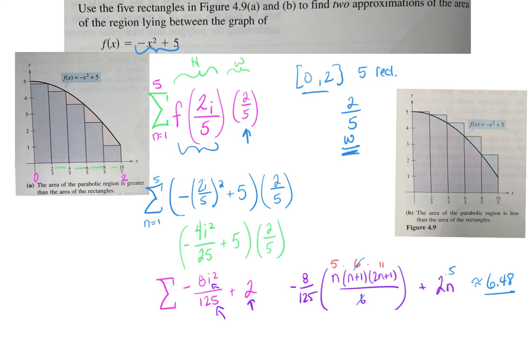You're going to take that width and multiply it by i and plug it into your function. So multiply your width times your i and plug it into your function. That is going to be your height. Then you're going to simplify it, use your summations, however you need to use them, and then plug in how many rectangles you have to get your actual area.